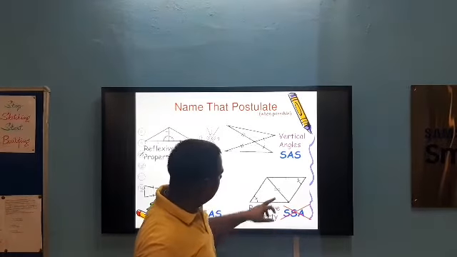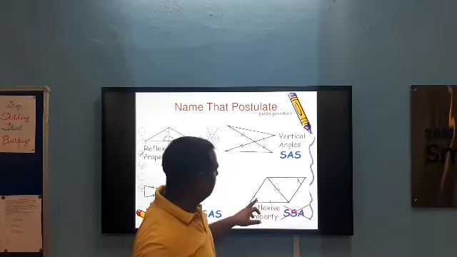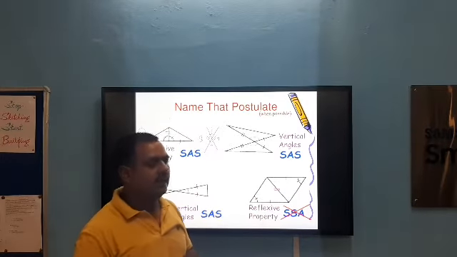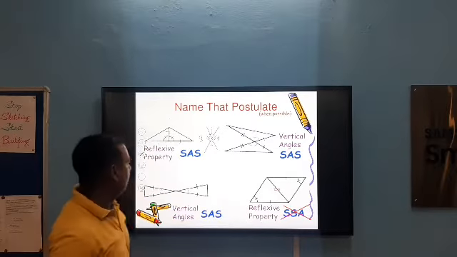And the reflexive property, here one side is common, this is known as the reflexive property, but the angle which is taken is not the included angle, so SSA is not a criterion.